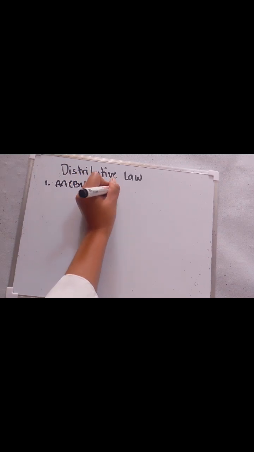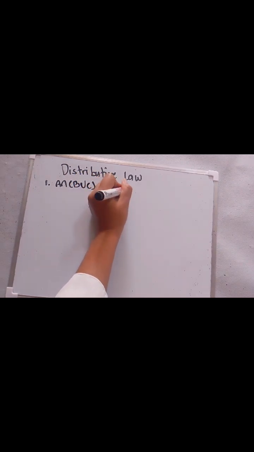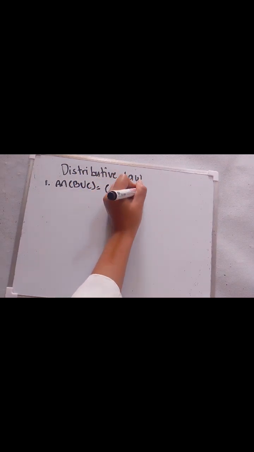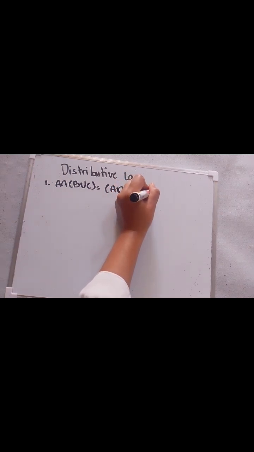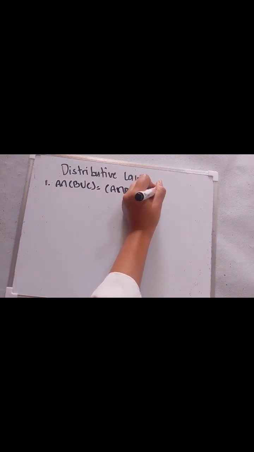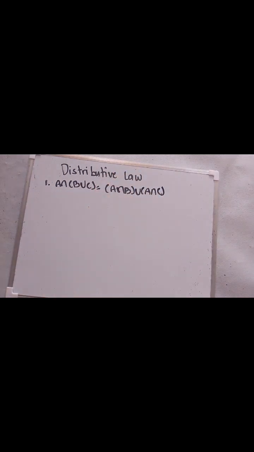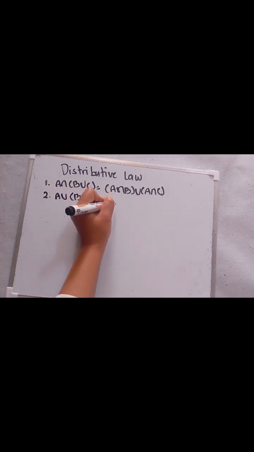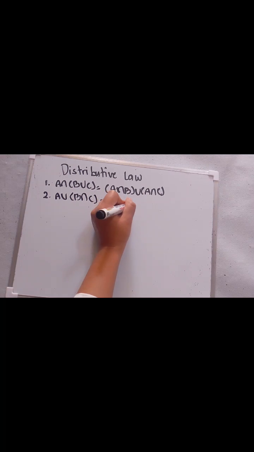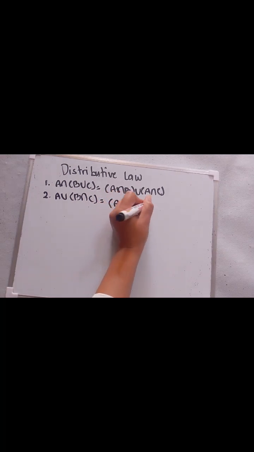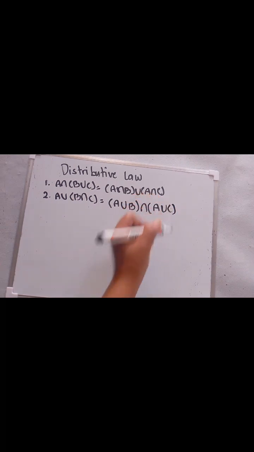The first one is the intersection of A with the union of B and C equals the union of A intersect B and A intersect C. And the second one is the union of A with the intersection of B and C equals the intersection of A union B and A union C.